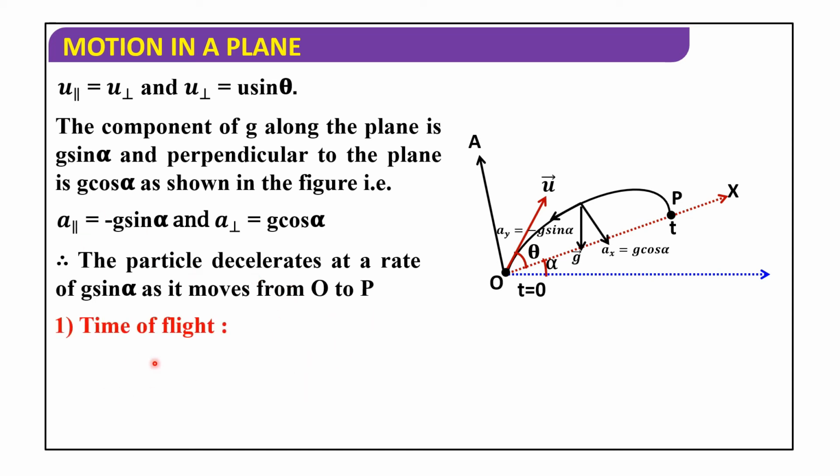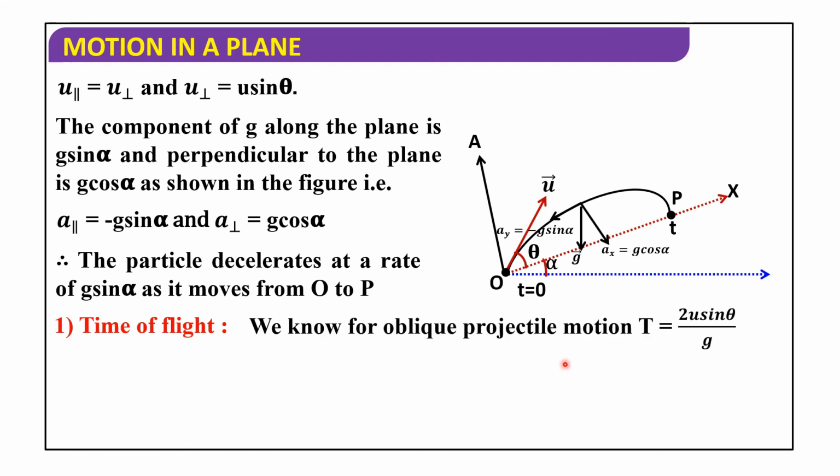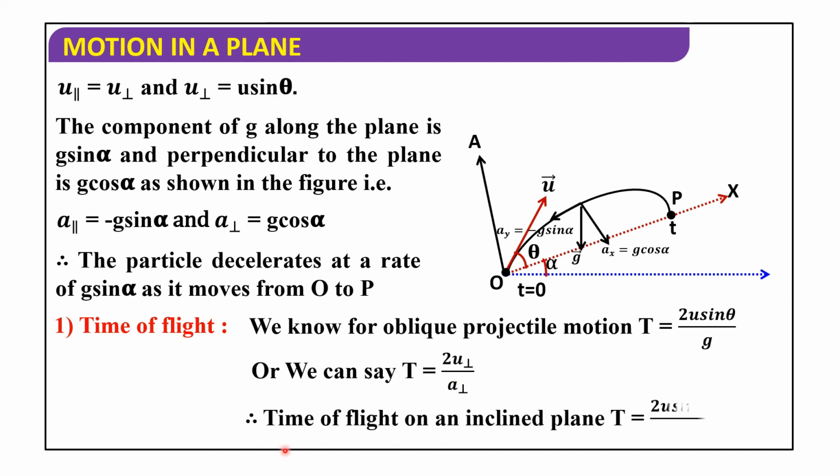Now we'll discuss time of flight. We know for oblique projectile motion T is equal to 2u sin theta by g. Or we can say that T is equal to 2u by a, using the perpendicular components. So therefore the time of flight on an inclined plane T is equal to 2u sin theta by g cos alpha.